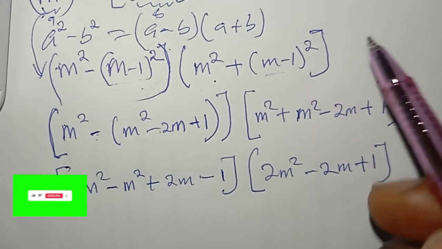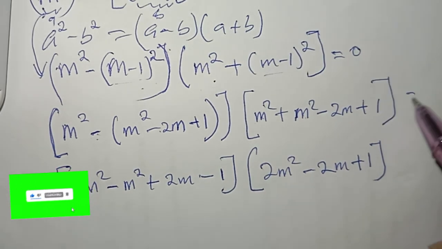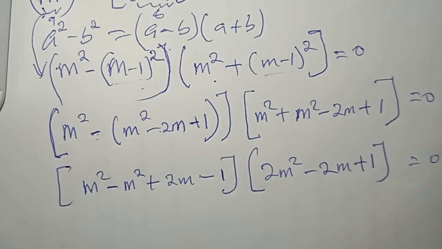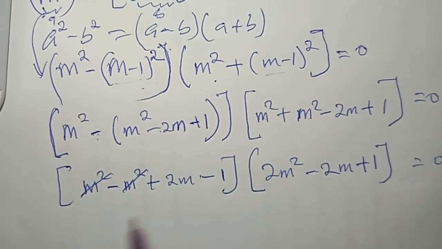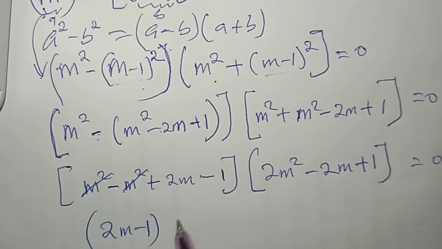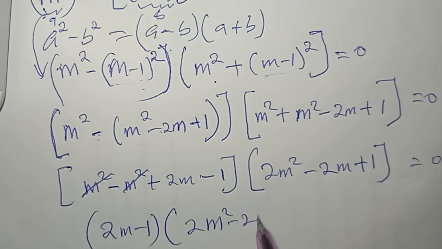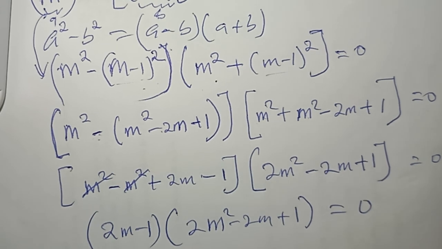Of course, before I forget, all of them are equal to 0. Now this m^2 subtracts this m^2, and what I have left is 2m − 1 in the first bracket, and in the second bracket 2m^2 − 2m + 1, equal to 0.